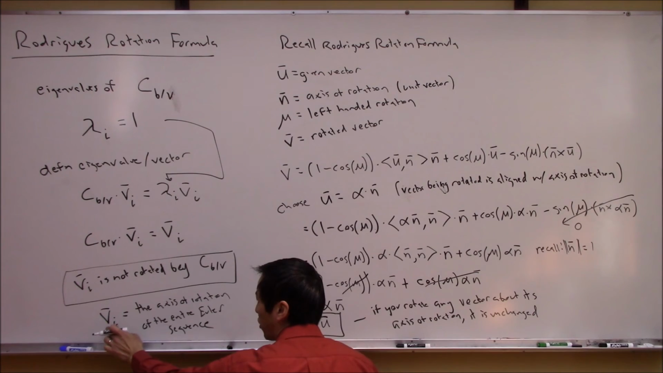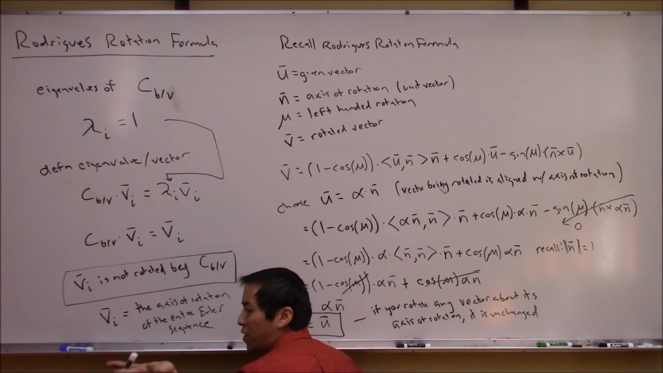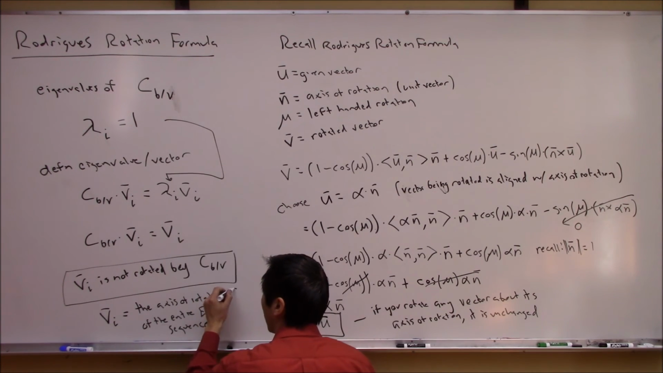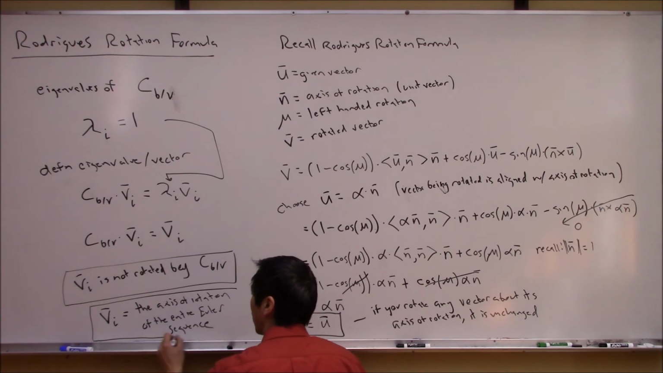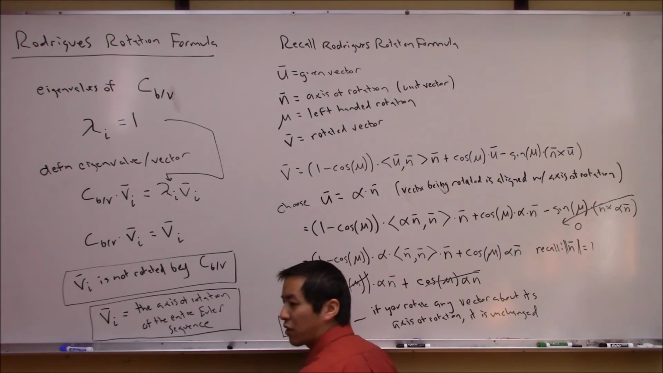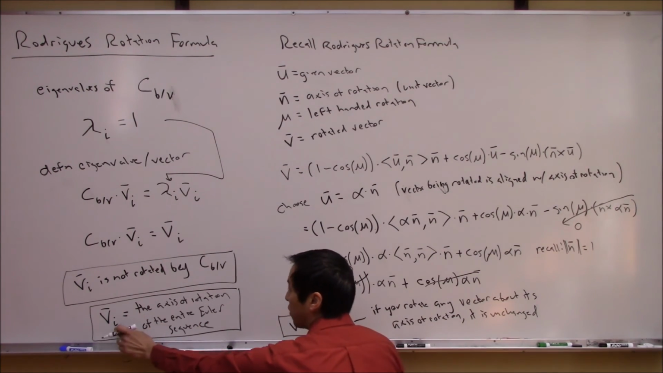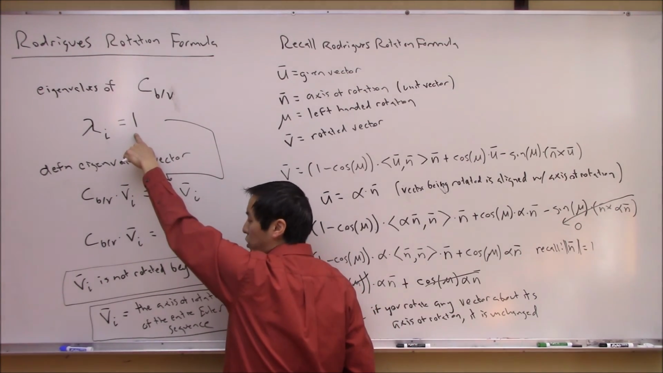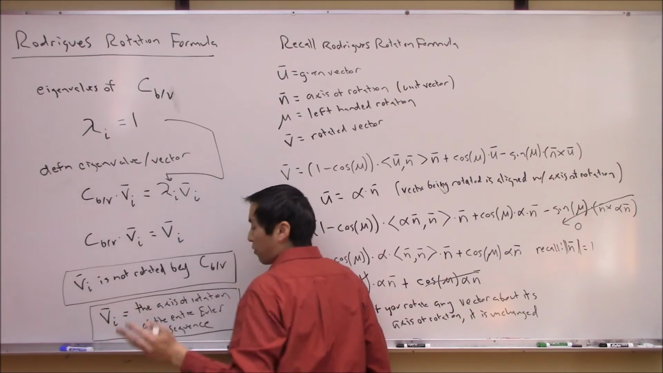And again, you probably want to normalize this just to make a unit vector if you want, but otherwise, it doesn't matter if it's normalized or not. It basically defines the axis of rotation, right? So again, this vi here is the eigenvector associated with the unity eigenvalue in your direction cosine matrix, right? So this is pretty darn cool.